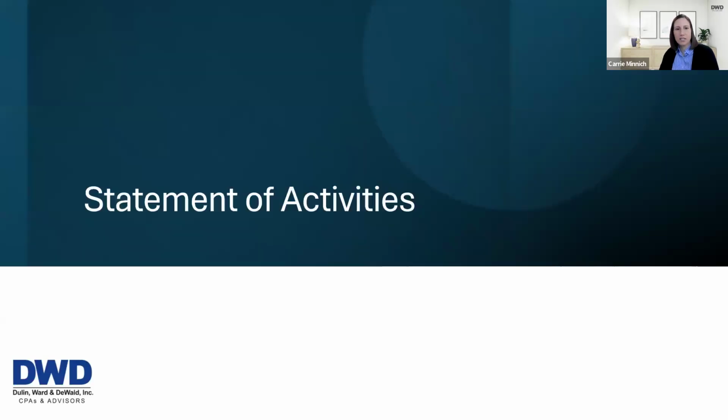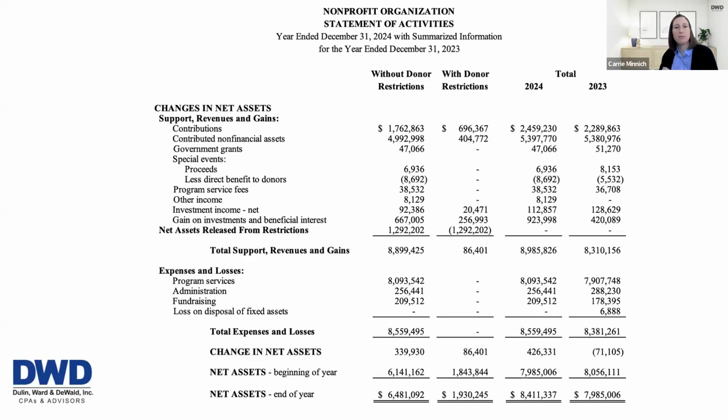Okay, let's move on to the next statement, the statement of activities. So again, the statement of activities is comparable to an income statement in the for-profit world. So unlike the statement we just looked at, which was for one day in time, the statement of activities is for a period of time. So this one that we're looking at here is for the total year, the 12 months ended December 31st. So the activity on this statement is from January 1, 2024 through 12/31/2024. Full year, we're looking at full 12 months of activity.